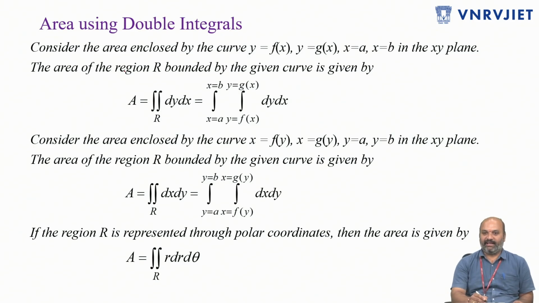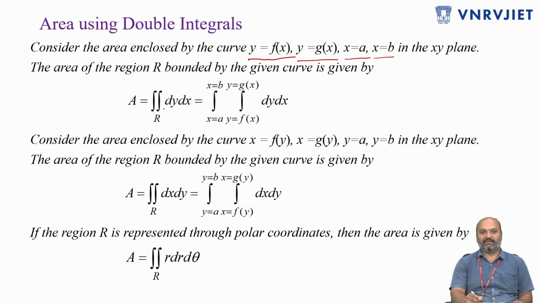So consider the region bounded by the curves y equals f of x, y equals g of x, x equals a, x equals b. In the xy plane, the region is bounded by two curves y equals f of x and g of x, and x equals a, x equals b. That means y limits are functions of x, and x limits are constants. a and b are constants, f and g are functions of x. So the region is bounded by these curves.